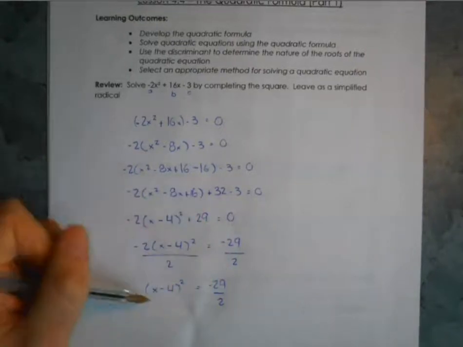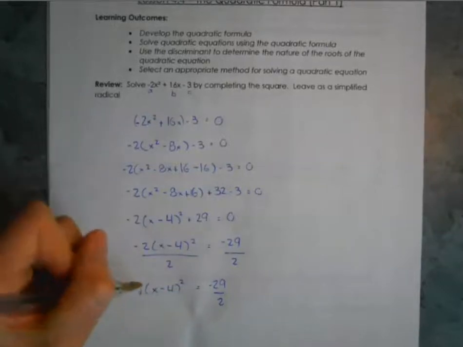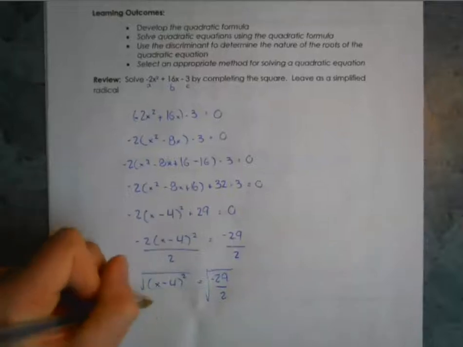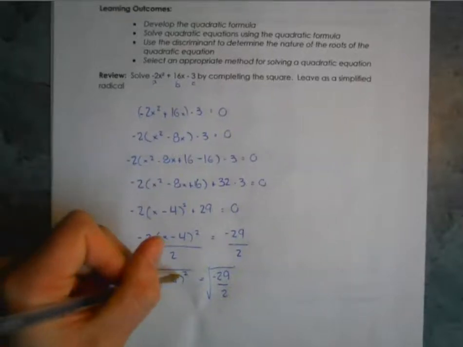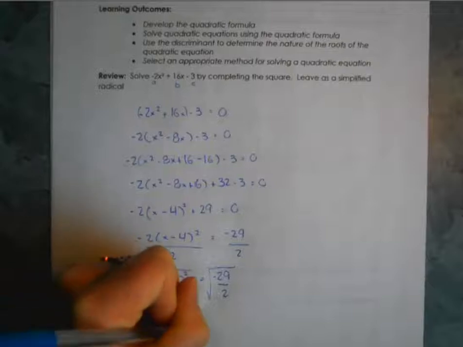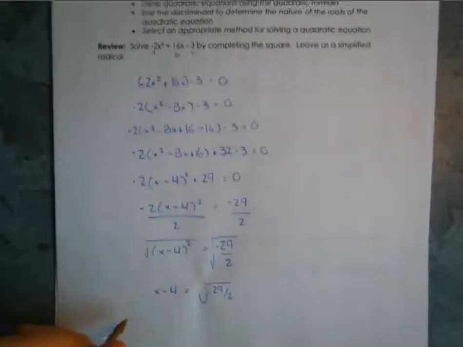Then the next thing we do is get rid of the brackets. The brackets are being squared, so in order to remove those, we need to square root both sides. Square rooting eliminates the square, so we have x minus 4 is equal to the square root of negative 29 over 2.